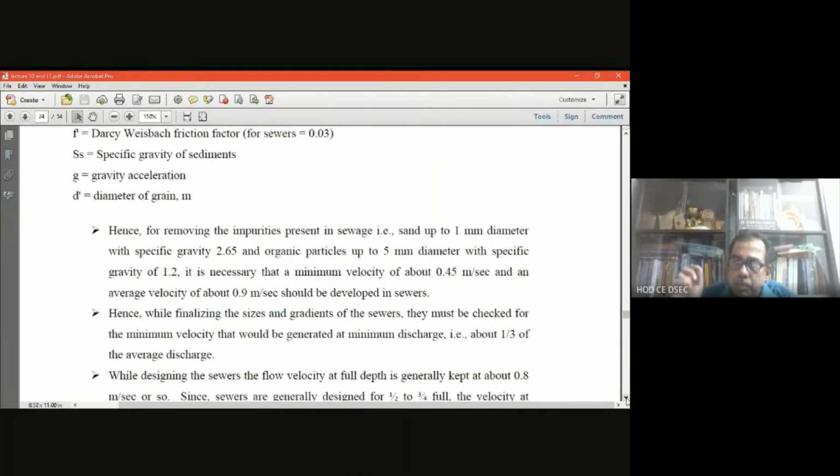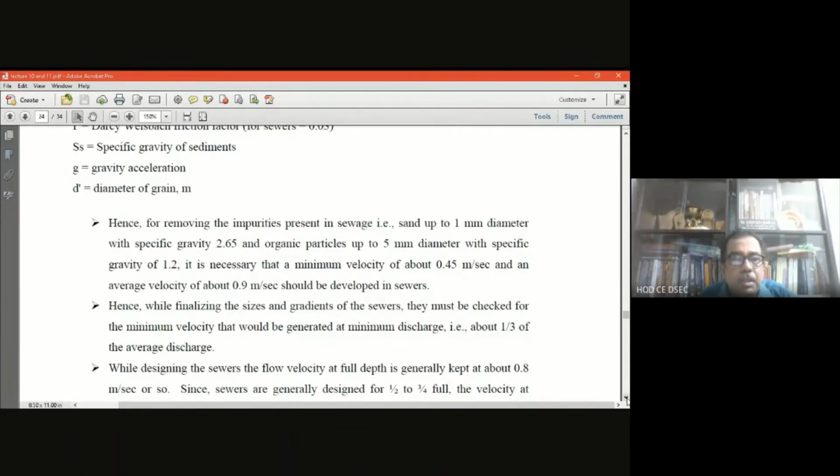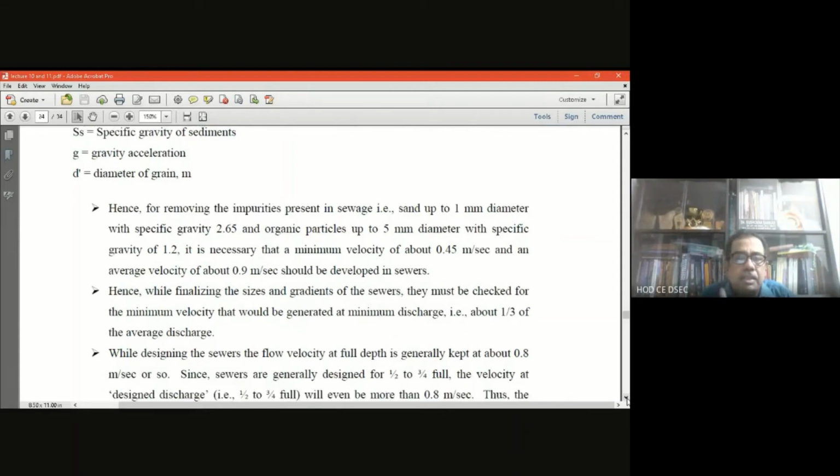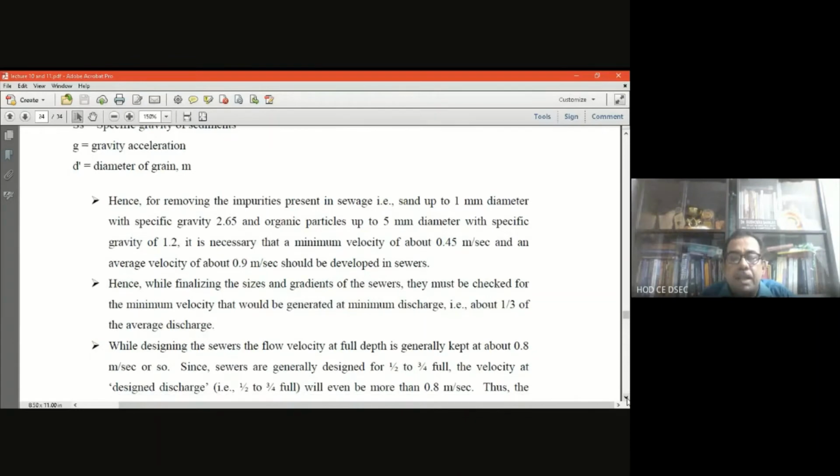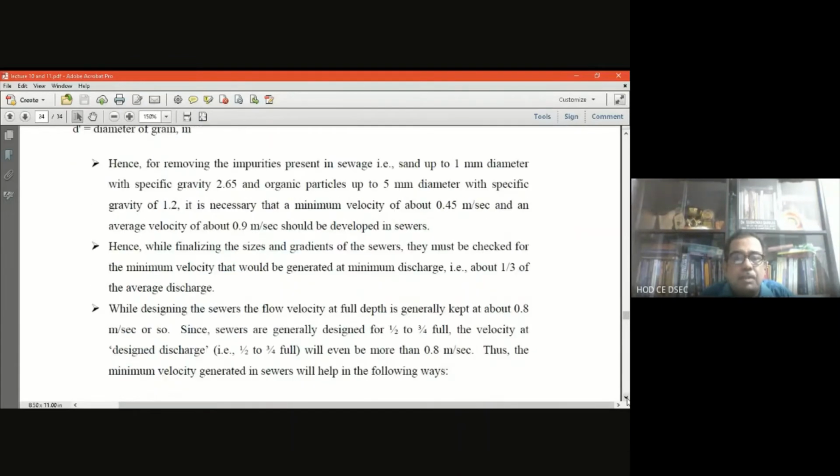suppose we talk about inorganic particles, say sand, up to 1 millimeter diameter with specific gravity 2.65, generally the sand specific gravity is 2.65, and organic particles of 5 millimeter diameter and specific gravity 1.2, it is necessary that a minimum velocity of about 0.5 meter per second and an average velocity of about 0.9 meter per second should be developed in sewers.